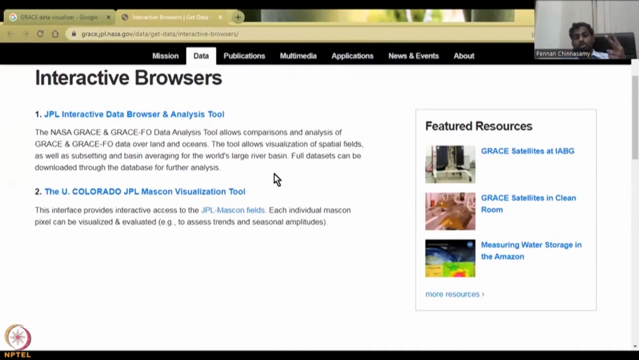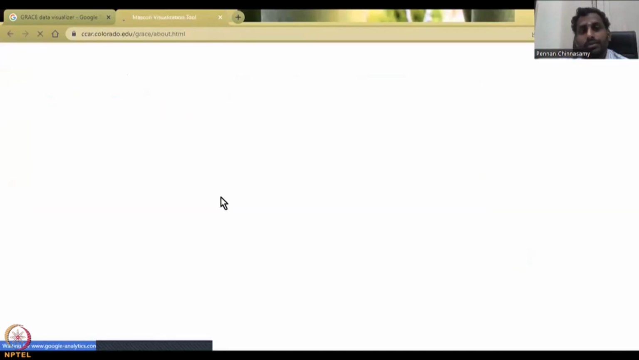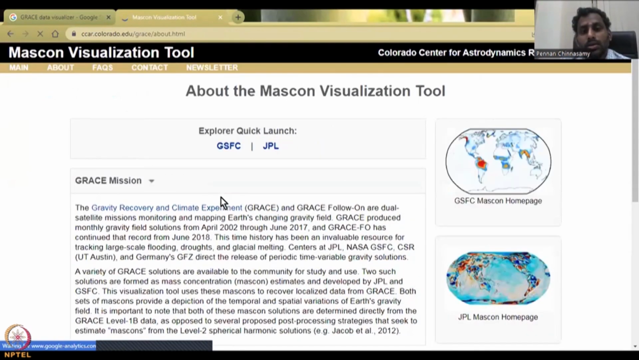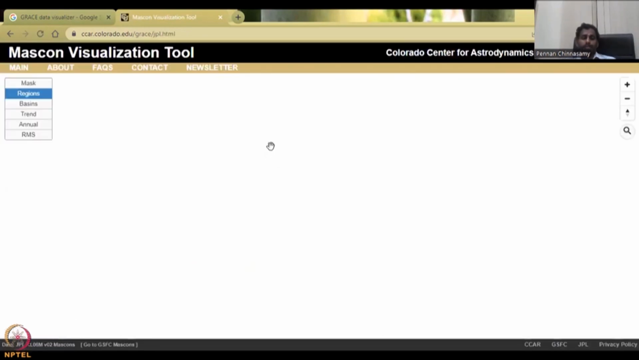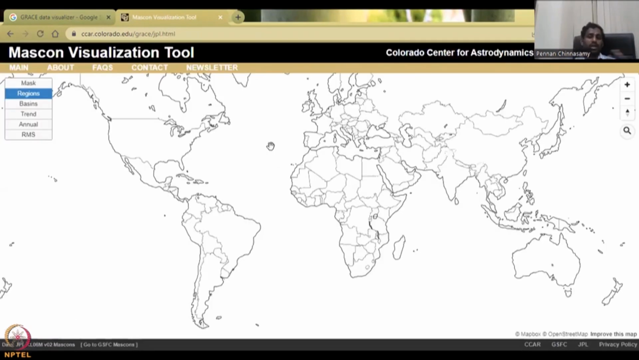There are two solutions for the data. There is a JPL Interactive and University of Colorado. The MasCon is a recent one, so I'm going to click the MasCon. And you have two links, as I said, the GSFC, which is a different center that actually gives the solutions, or JPL. Most of the Indian data is based on the JPL, so I'm just clicking the JPL. For you to understand, you can take any solution.